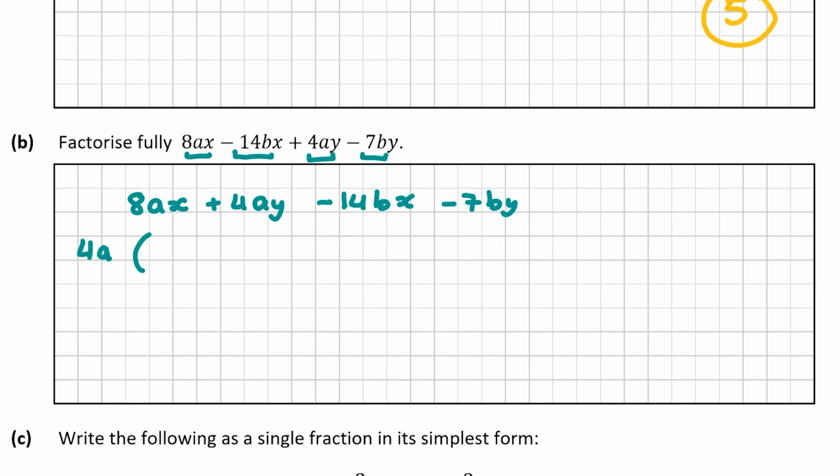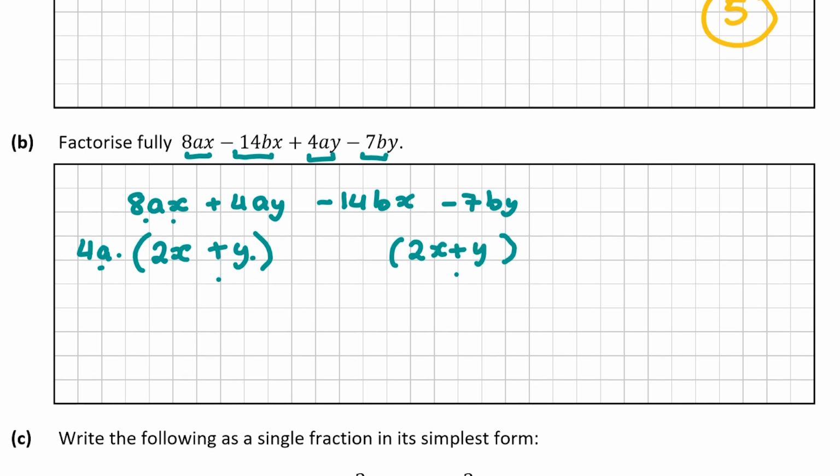So what am I left with here? If I divide 4a into 8ax, I'm left with 2x. So if I multiply 4a by 2x, I'll get 8ax. And then what am I left with when I divide 4ay by 4a? I'm left with just plus y. So if I multiply 4a by y, I'll get 4ay. So now we need to make sure that we're going to get the same thing in this bracket as this bracket. So we need to get 2x plus y.